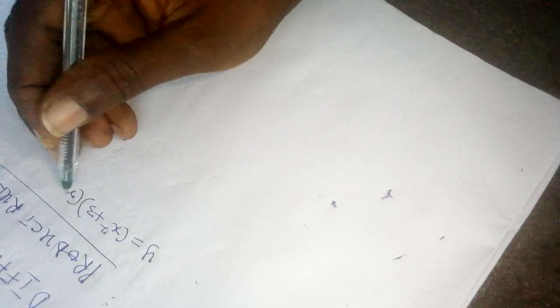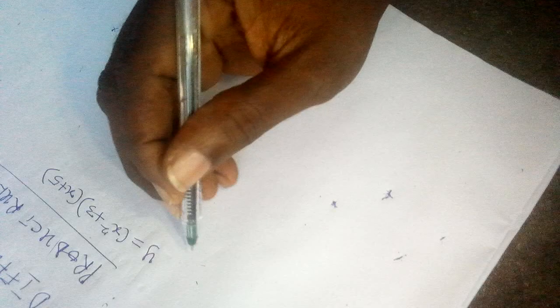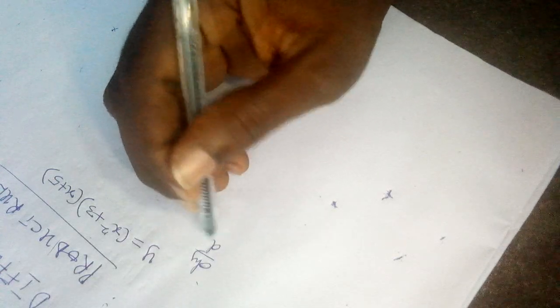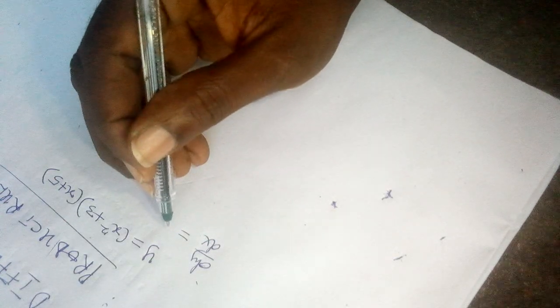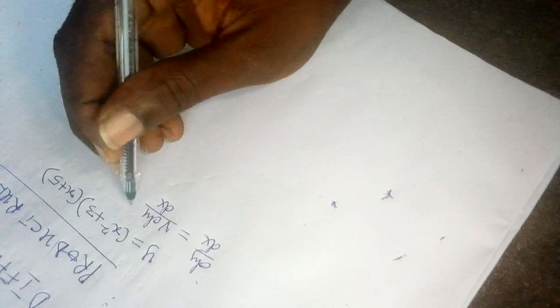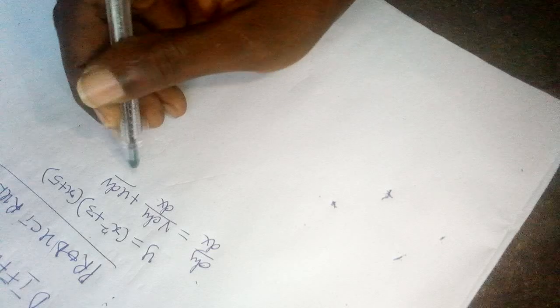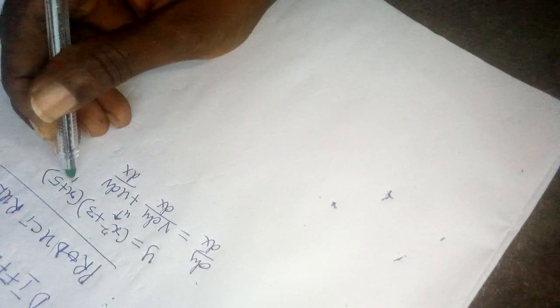If we are given y is equal to (x squared plus 3) into (x plus 5), the product rule formula states simply that dy/dx is equal to v du/dx plus u dv/dx, assuming that this is our u and that this is our v.